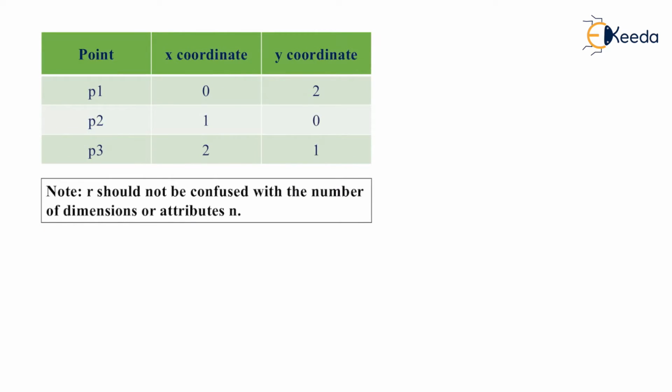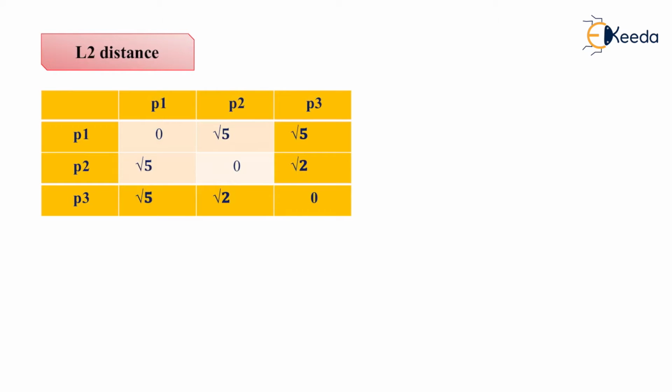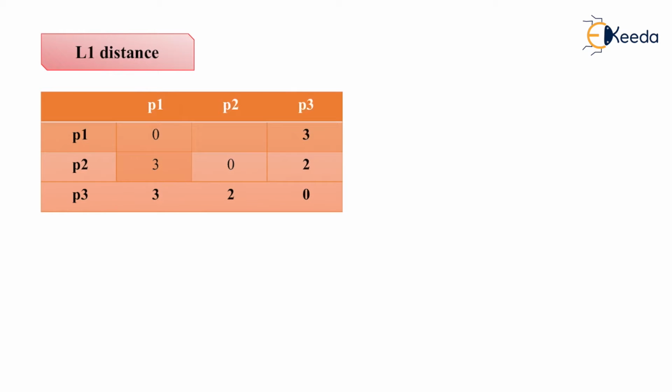Next, we have given one table where points are given, x coordinates and y coordinates. They are saying that r should not be confused with the number of dimensions or attributes n. Now what are we doing? L2 distance. When we do the L2 distance, we get these values for P1, P2 and P3. Then when we do the L1 distance, we get these values with the help of formulas.